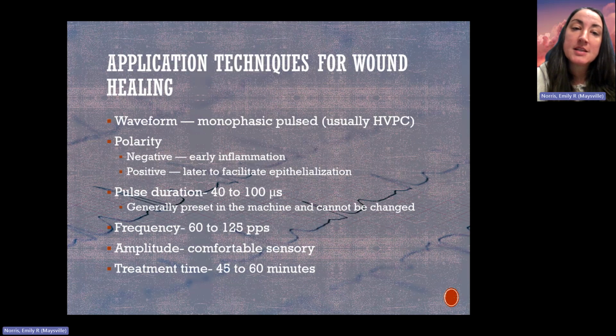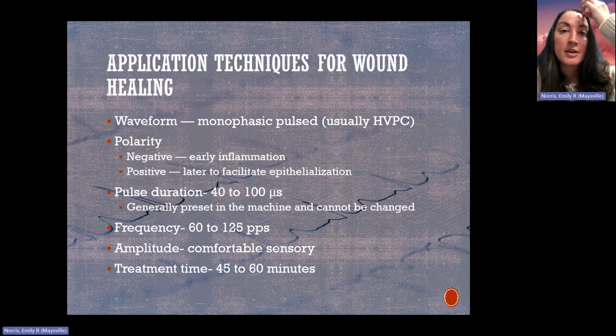The application techniques. So for wound healing, the waveform is typically a monophasic pulsed using that high volt pulsed current. The polarity in the early stages of inflammation, we are using a negative charge over top of the swollen area, and the positive goes elsewhere, versus if we are later in more of a chronic wound that's having trouble healing and we're trying to help with epithelialization and healing of that wound, then we could put the positive electrode over the area that we're trying to promote healing and the negative elsewhere.